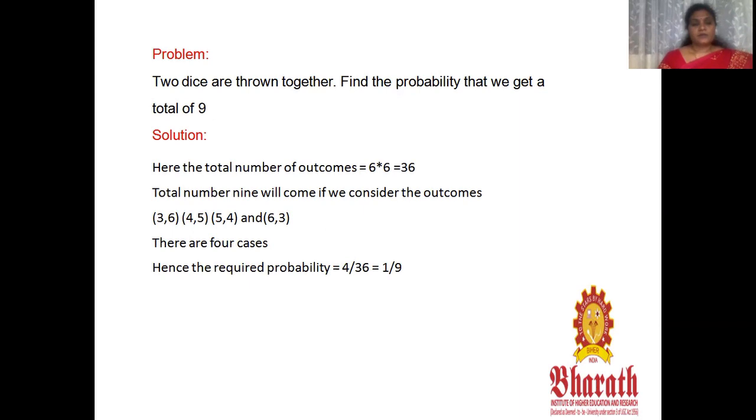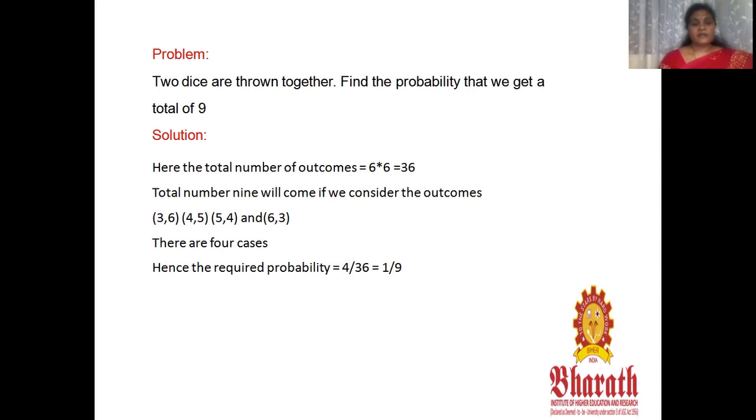Next problem. 2 dice are thrown together. Find the probability that we get a total of 9. Here, the total number of outcomes is equal to 6 into 6, which is equal to 36. A total of 9 will come if we consider the outcomes as (3, 6), (4, 5), (5, 4), and (6, 3).